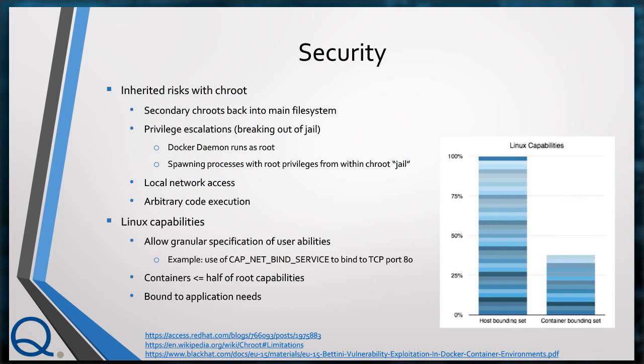So some security risks that are associated with these containers are inherited risks with chroot. Containers, I think Mike went over earlier, are just chroot or BSD jails, and there are some security risks that are kind of inherited with those. Secondary chroots back into the main file system that could allow containers access to areas of the host system they shouldn't be, or even other containers. Privilege escalations, which would be like breaking out of that jail and running your container as root and allowing root processes to be spawned off of your containerized process.